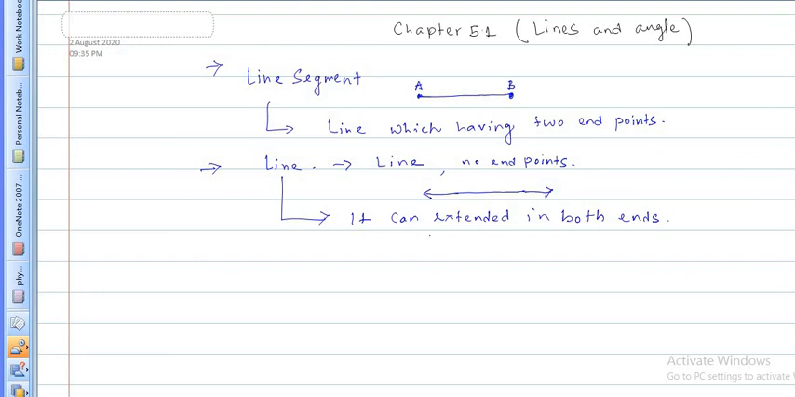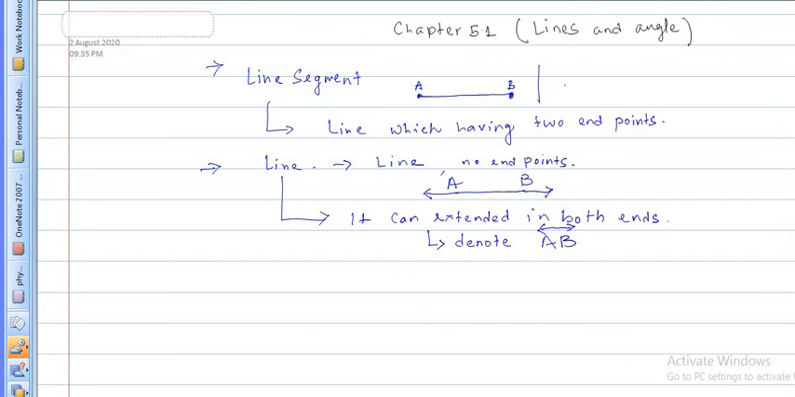Now see, the important thing is how to denote this. Symbolically we define this as AB. Now let us take this line having name AB. In the upper portion of AB we define like this. So what do you mean by this? This means that this is a line segment. Sorry, this is a line.